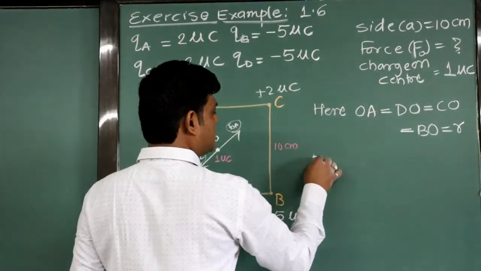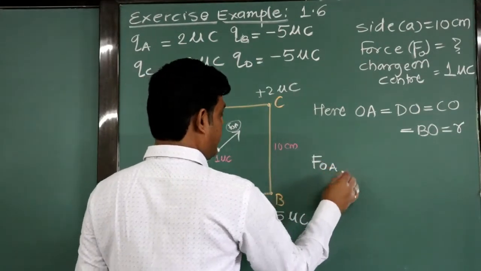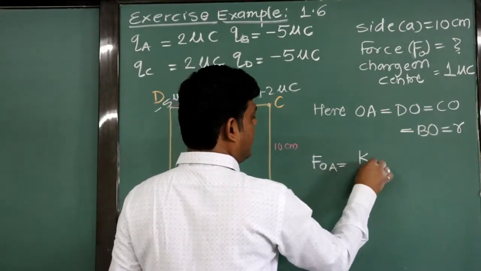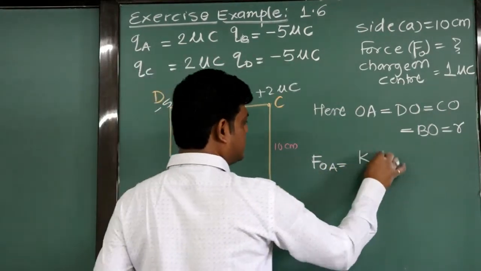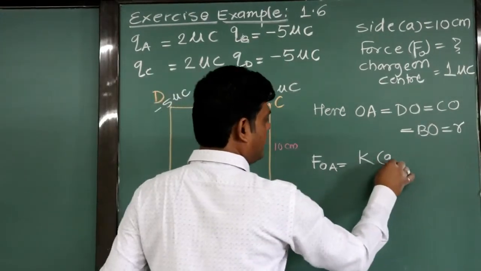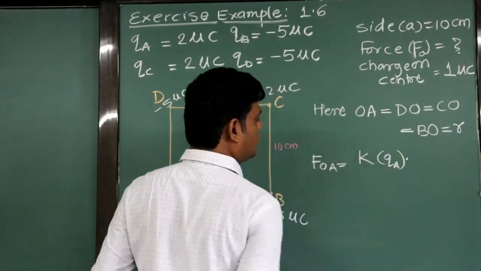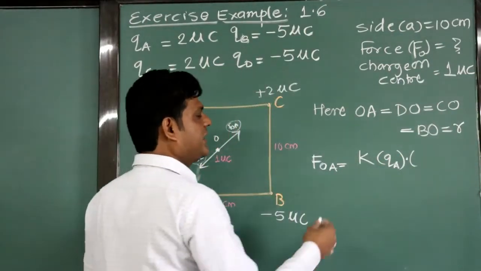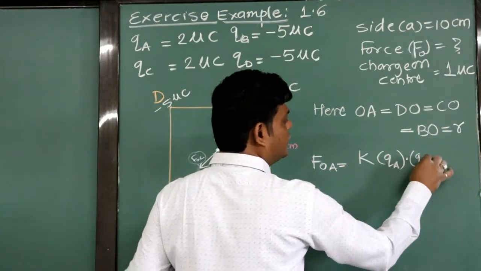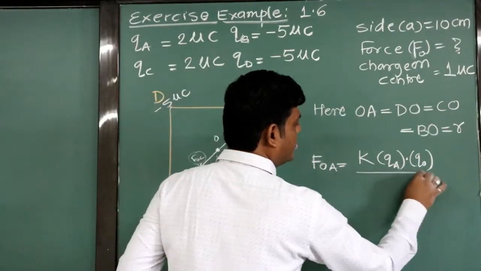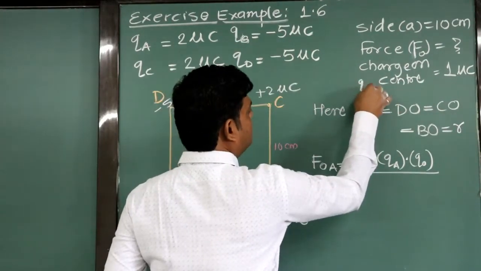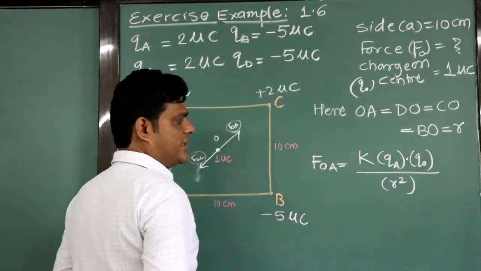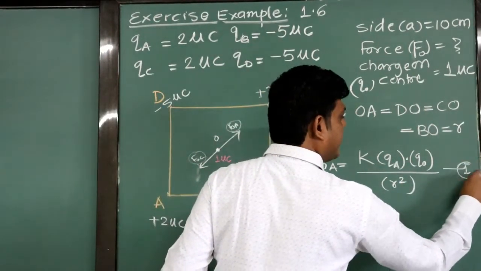Now, what is the force acting on O due to A? The force acting on O due to A is equal to K, the first charge, suppose we write QA, into the second charge. We can write this charge as capital Q, or Q0 we can write, denoting the central charge, divided by the distance R square, correct? So this is equation number 1.